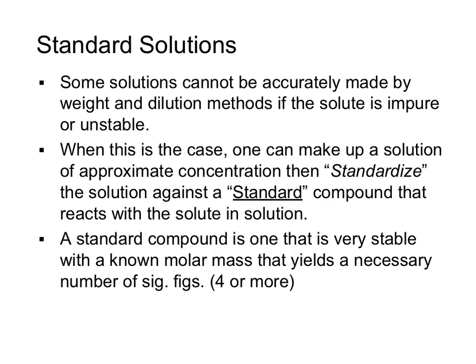In this video, we're going to explore the use of an analytical technique known as titration. In some cases, some solutions cannot be accurately made by the weight and dilution methods that we've discussed before. This is especially true if the solute that we are using is either impure or unstable in some way. When this is the case, what we can do is make up a solution of an approximate concentration using the mass, and then we standardize the solution against a known standard.